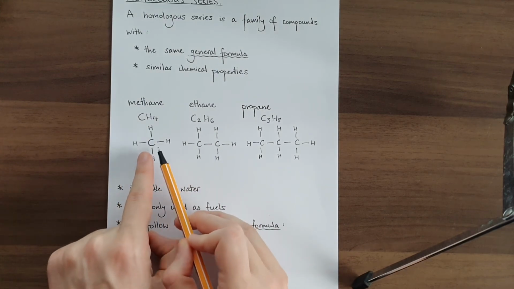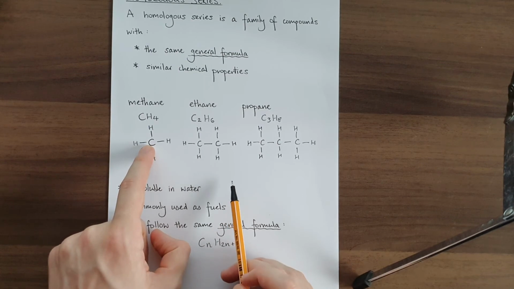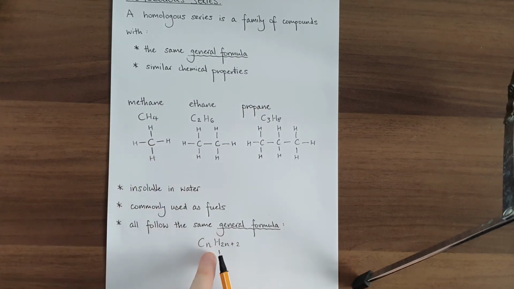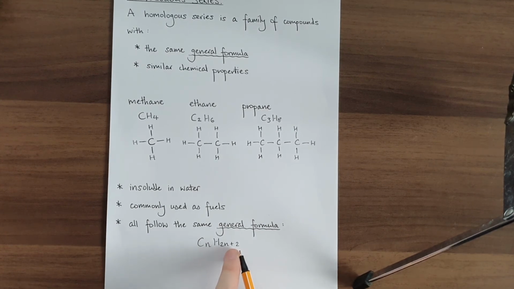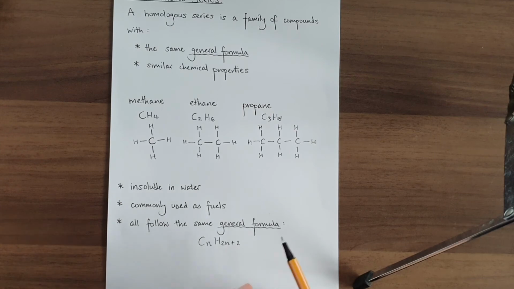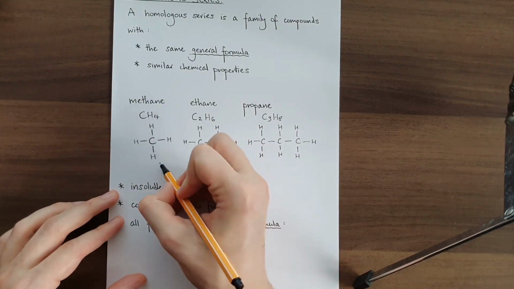Okay, so let's have a look at that. Does that work for our first entry? Does it work for methane? Well, I have N carbons, I have 1 carbon. So if I put 1 in here, that tells me I need to times that 1 by 2, which would give me 2, and then add on another 2, which would give me 4. 1, 2, 3, 4. So that one works.